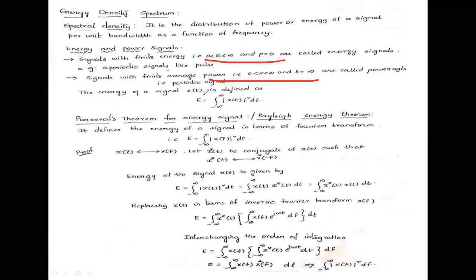Energy of the signal x(t) is defined as E equals the integral from minus infinity to infinity of the squared magnitude of x(t) dt. And the power of the signal is the limit as T tends to infinity of 1 by T times the integral from minus T by 2 to T by 2 of the squared magnitude of x(t) dt. Okay.